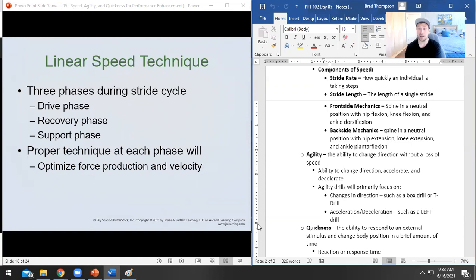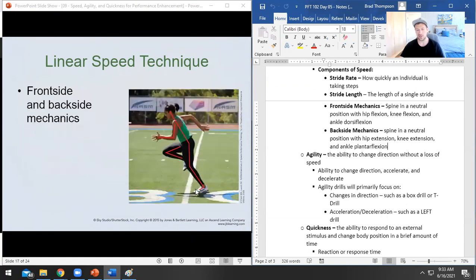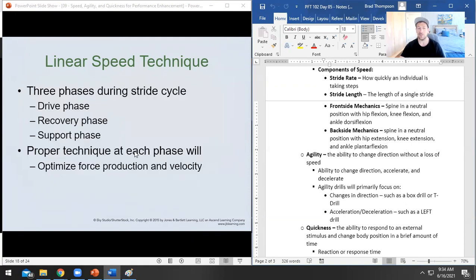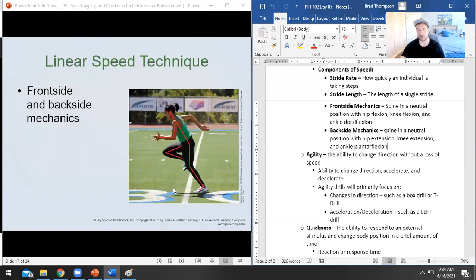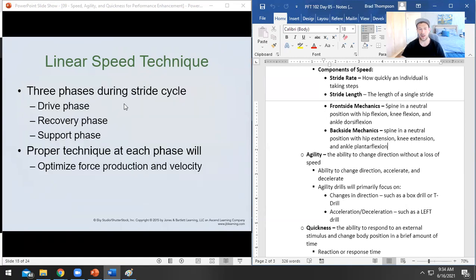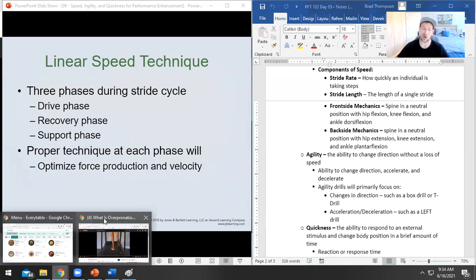So talking about each step that you are taking, when we talk about a stride, there is your driving phase, which you can see she's in the middle of right here, where she's really driving super hard off that back foot. There's the recovery phase, which is basically the air time in between. And then there's the support phase as the leg lands on the ground and then she's transitioning into that next step. We need to analyze all of those things.